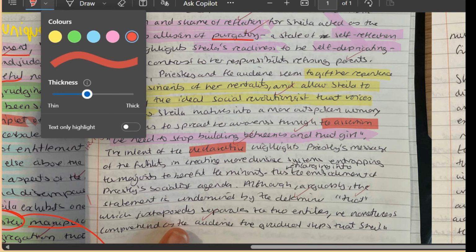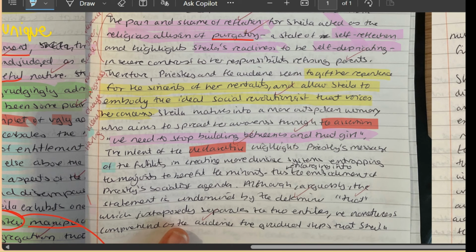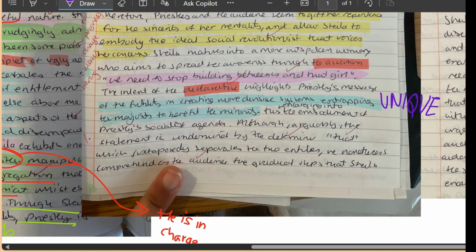It highlights Priestley's message of the futility in creating more divisive systems, entrapping the majority to benefit the minority. Now, I was really proud of that sentence. I remember when writing that, that is a unique point there, and I give you full permission to steal that, okay? The futility in creating more divisive systems that entrap the majority to benefit the minority. And that is the embodiment of Priestley's socialist agenda. So Priestley does have an agenda in his writing, and that is the agenda.